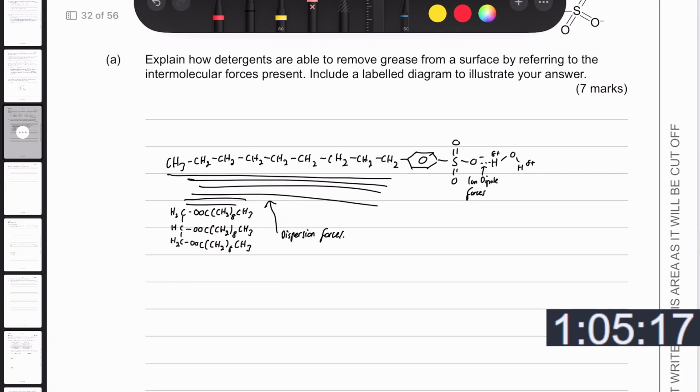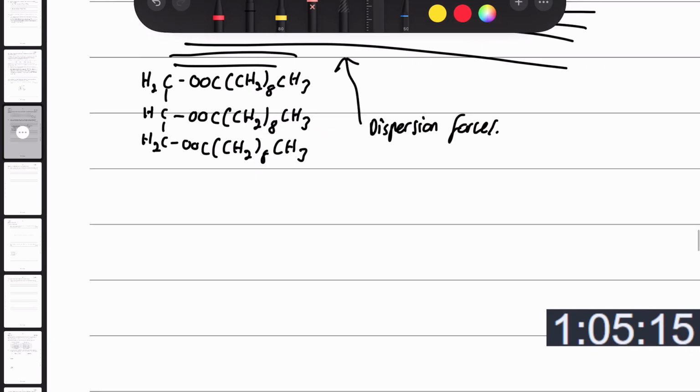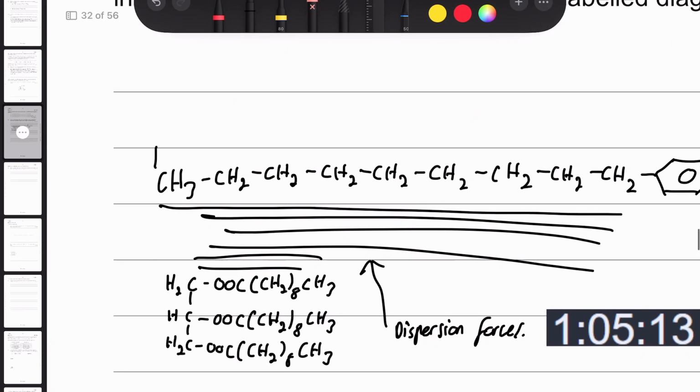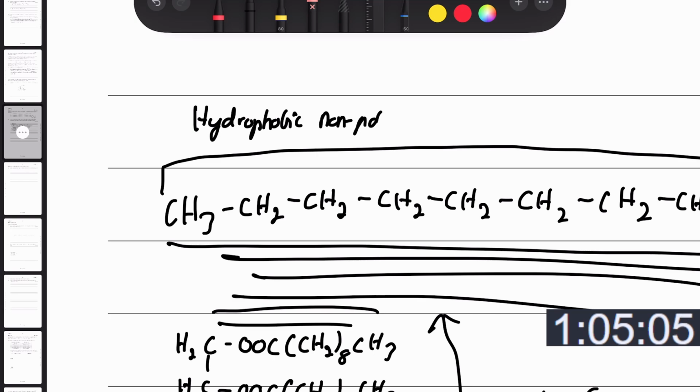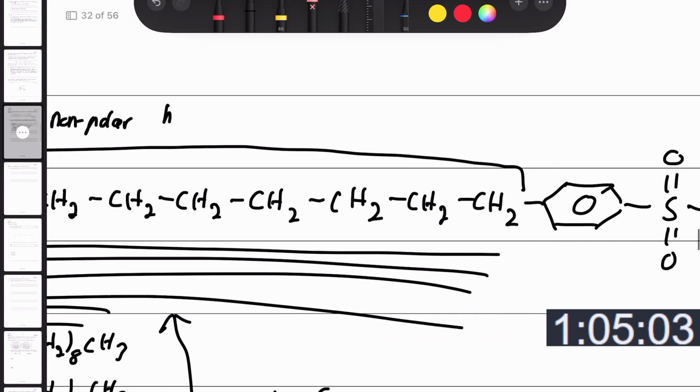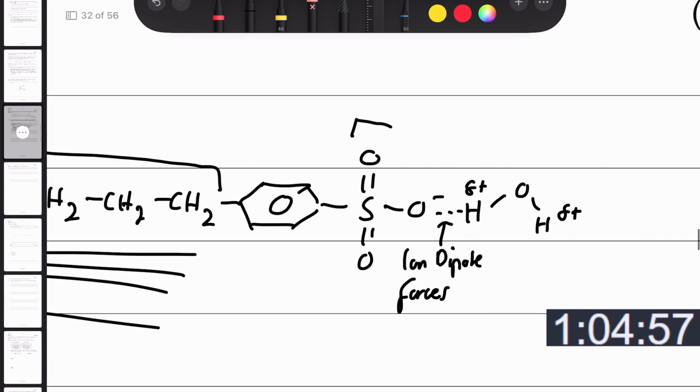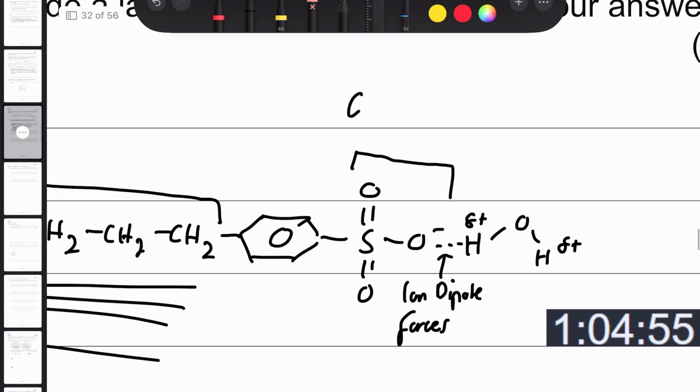Okay, so then say the detergent. And this is the non-polar tail. Hydrophobic non-polar tail. Hydrocarbon tail. And this is the charged polar head. Charged hydrophilic head.